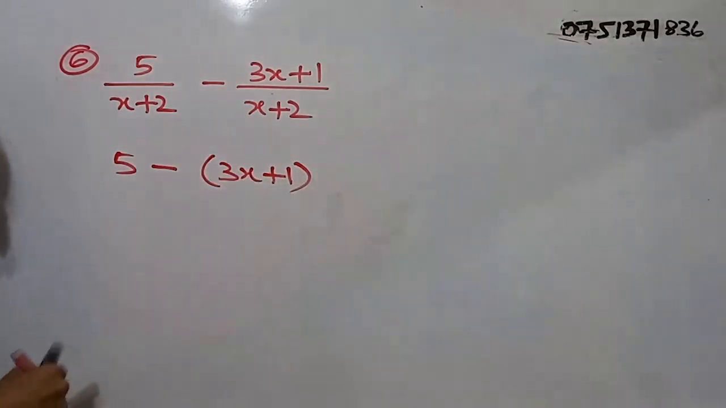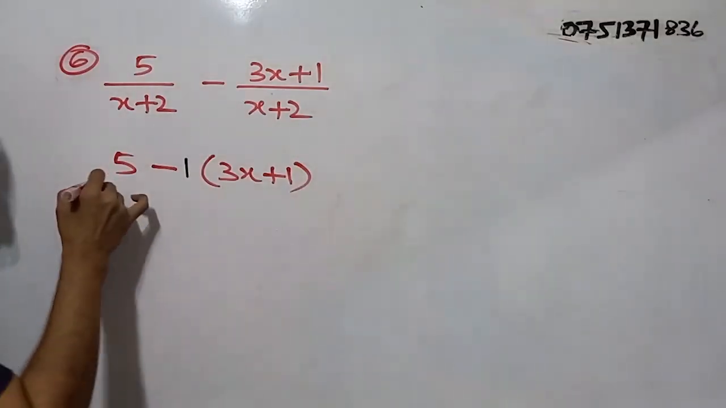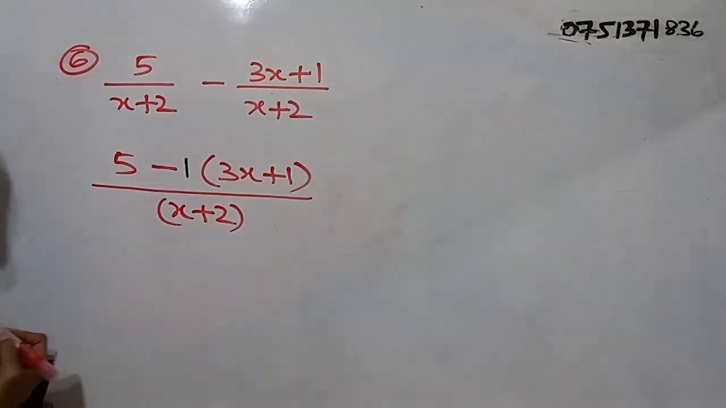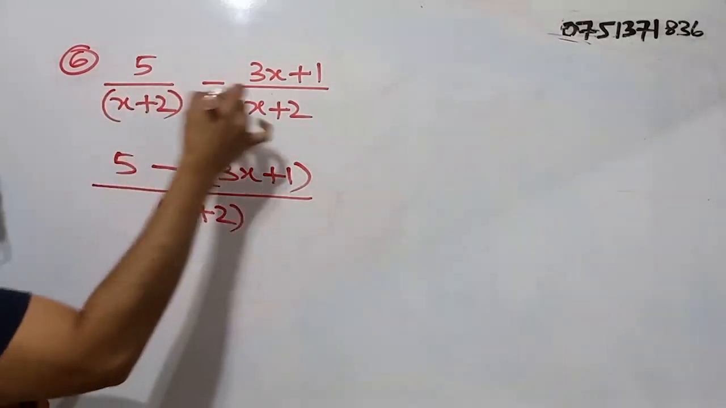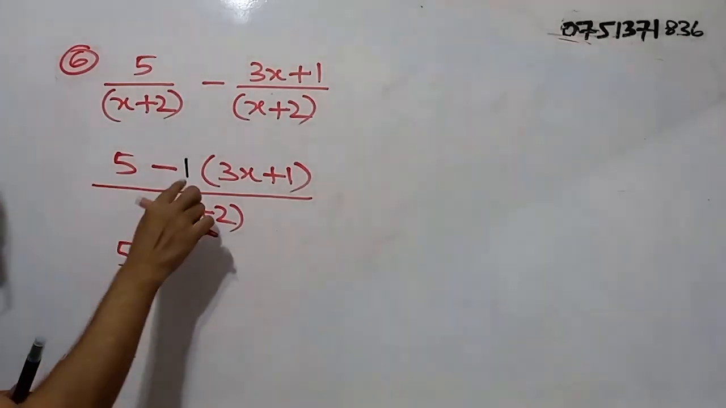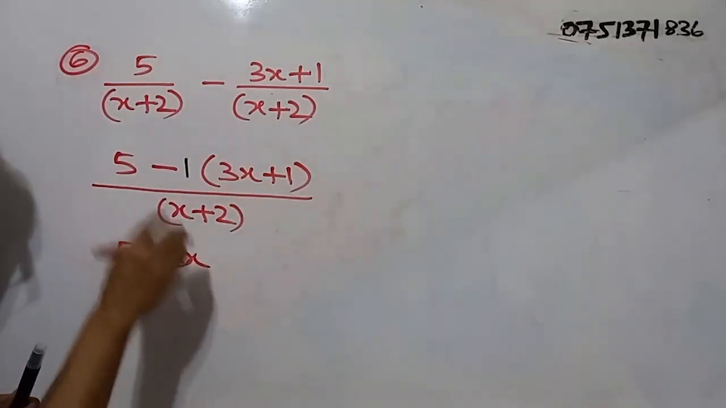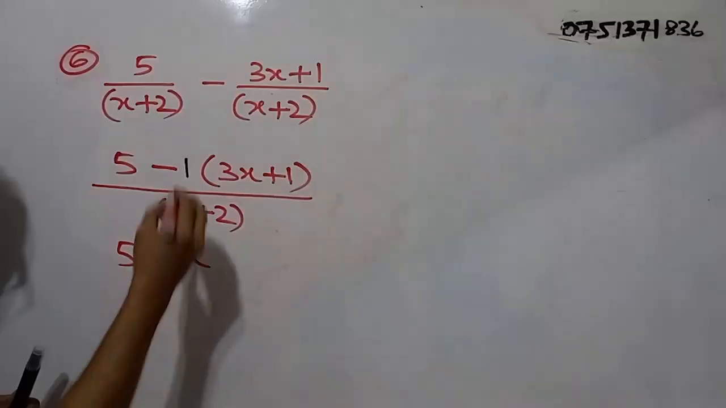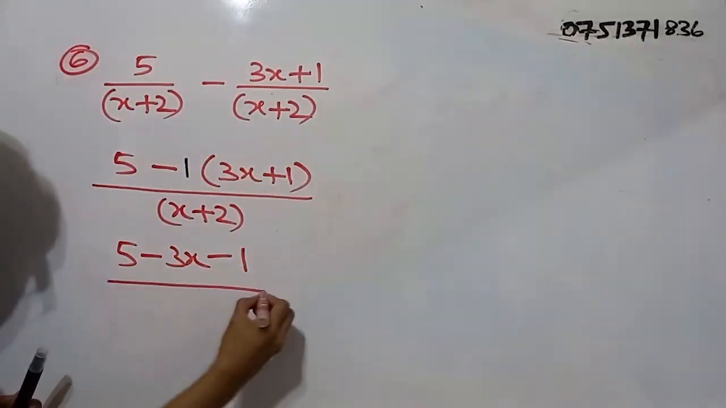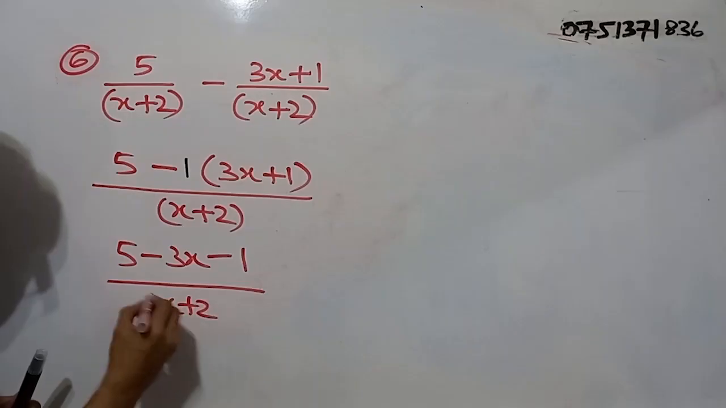So here we have a bracket. Outside, what do we have? A 1. So this entire expression needs to be divided by what? X plus 2. We can use brackets here also. Okay. So 1 into 3x, that is 3x. Negative to positive, this is negative. 1 into 1, that is 1. Negative to positive, this is negative. Entire expression divided by x plus 2.